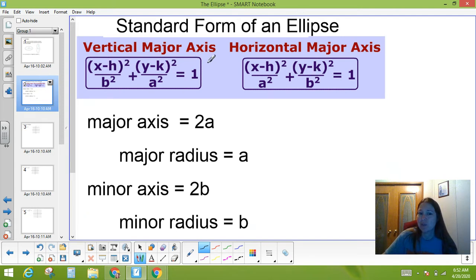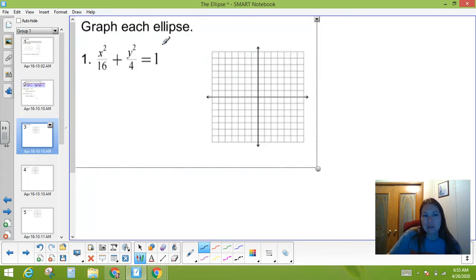That's because for an ellipse, we have to be equal to 1. With the circle, you're equal to the radius. But since it's not the same for an ellipse, we're going to be equal to 1, and we have these denominator numbers that give us a kind of radius. Okay, so let's take a basic one.